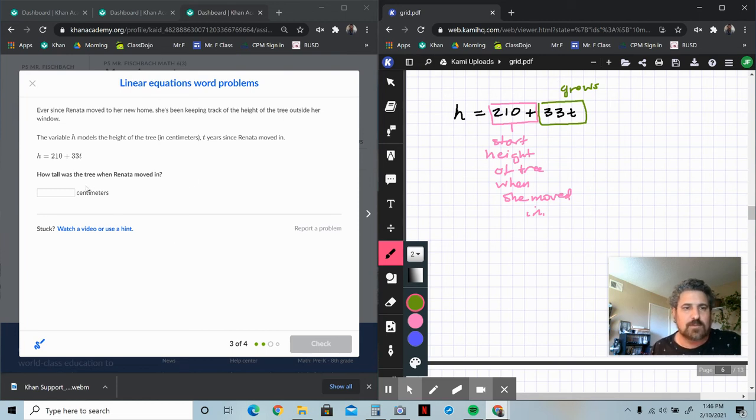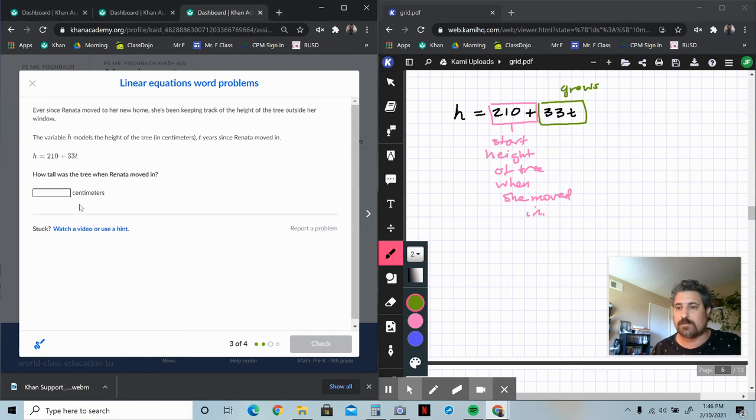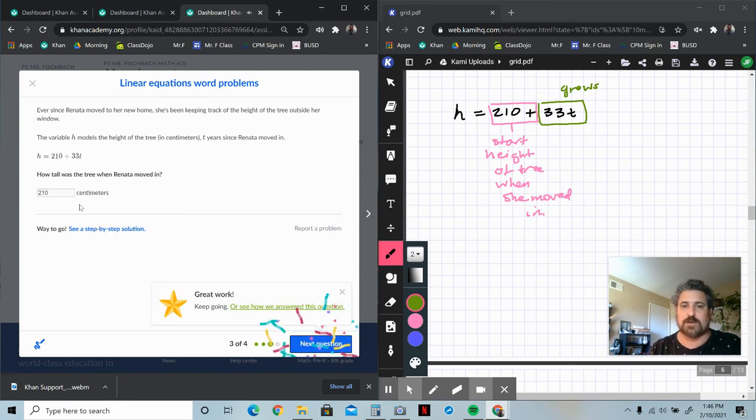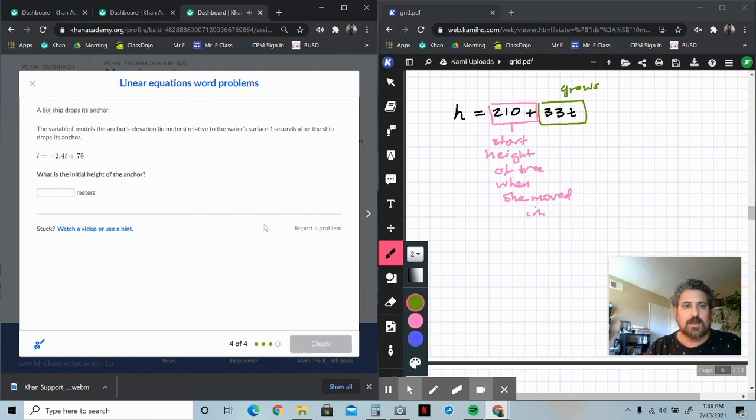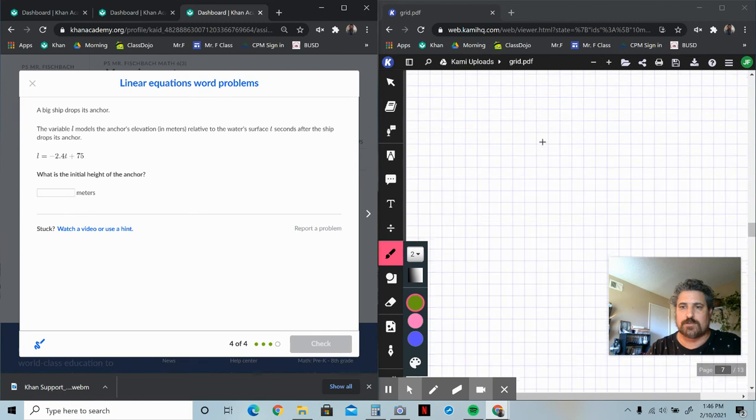It says, how tall was the tree when Renata moved in? Well, that's just the starting value, right? The 210. So it's when time is 0. When t is equal to 0, that's the initial value of the tree, and the initial value of the tree was 210. So it's 210 centimeters tall. And then this next one says, let's just move down here.